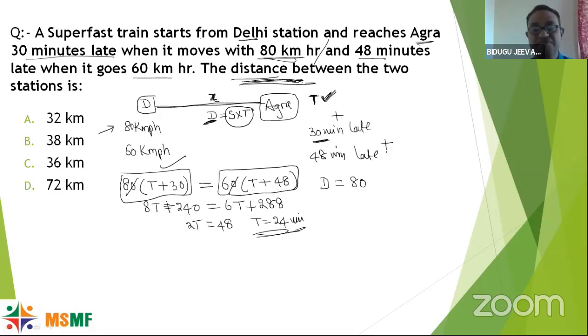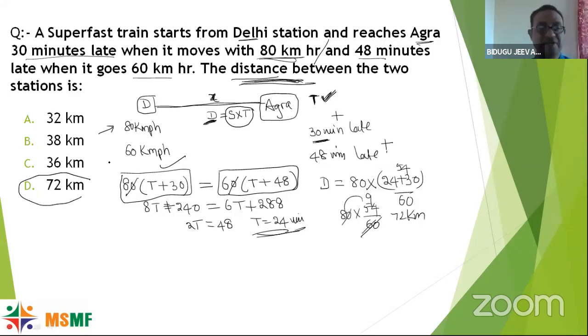80 into 24 plus 30, right? It is 54, okay? So 54, this is minutes. Let me write by 60. So 80 into 54 by 60, right? 0 cancel, 6 nines, 9 eights are 72 kilometers. Excellent. Excellent. So I think this is absolutely good to understand, right?